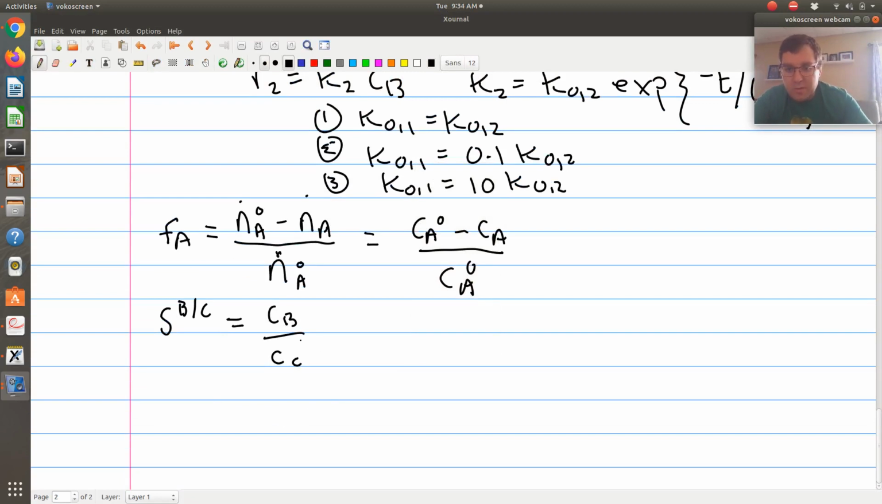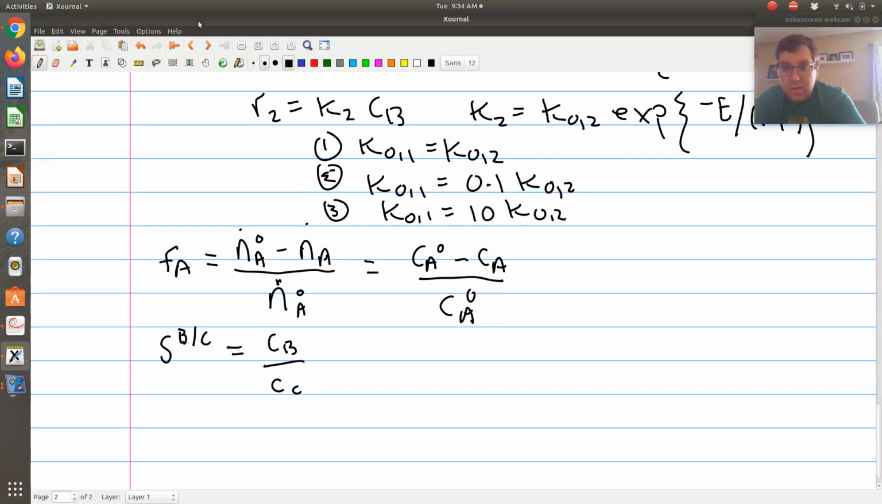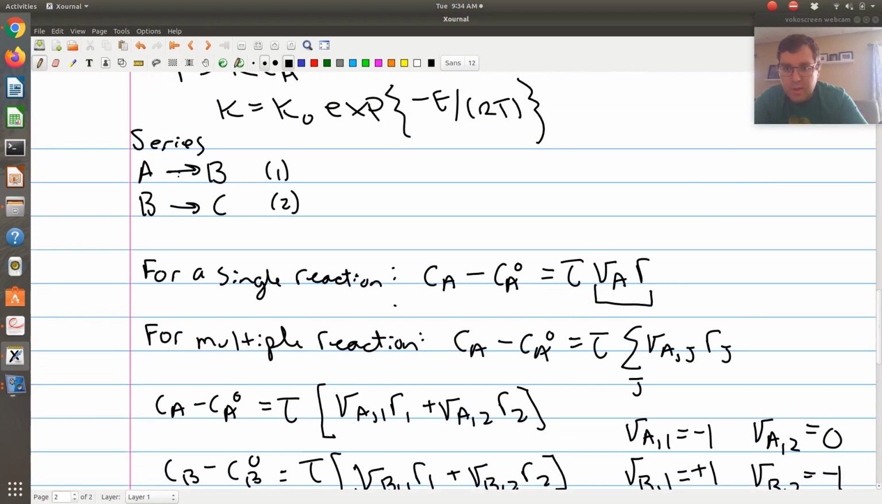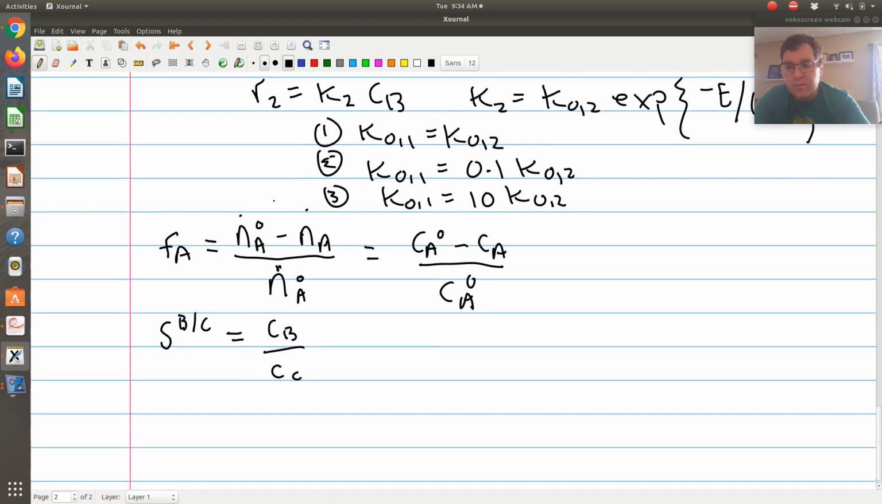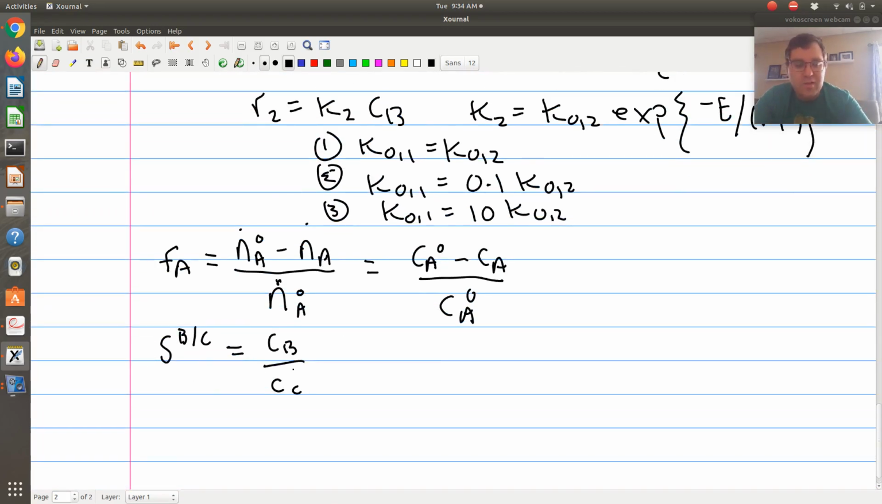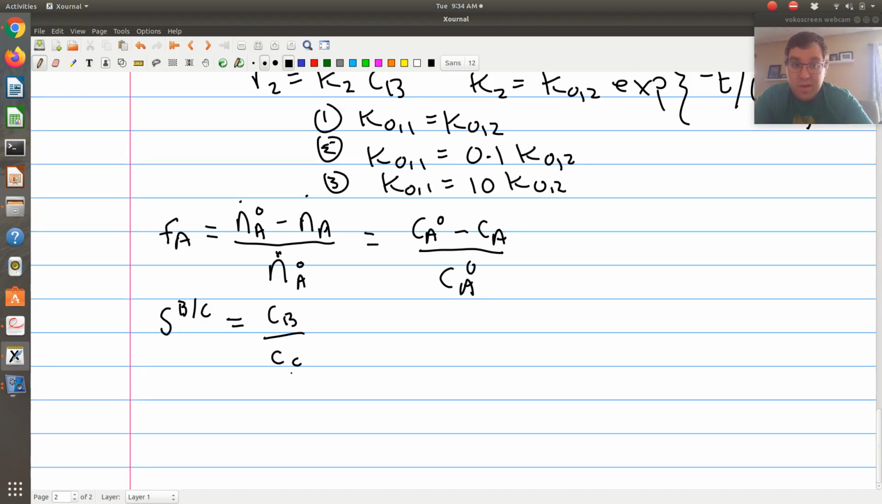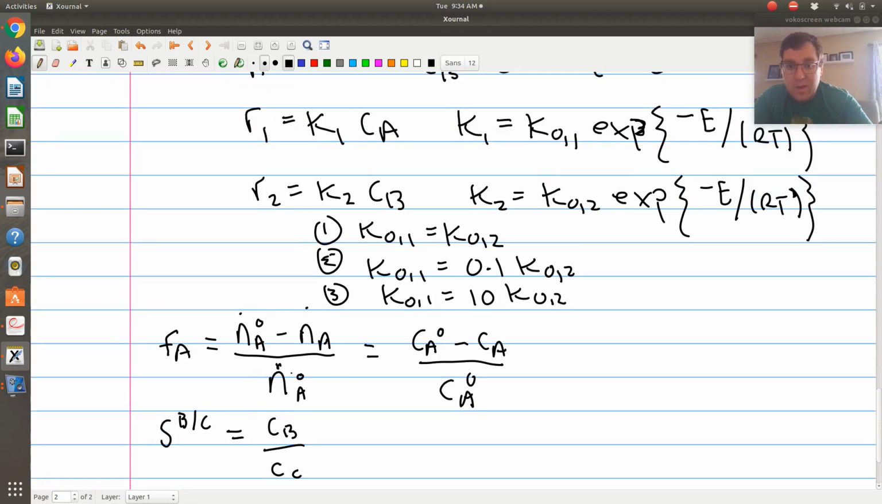Just take care when plotting this. So I look at this problem. Initially, when I just have A present, my first reaction will proceed. But at time equals 0, I'll have very little or virtually no B. This reaction is going to be incredibly small, and so I'm going to have even less C. And so at small times, your selectivity is going to be huge. So for the series case, just be conscious when you're plotting. If you have a huge number initially, that's what's going on. It's just a numerical issue. But that's how you would tackle it, and that's the series case.